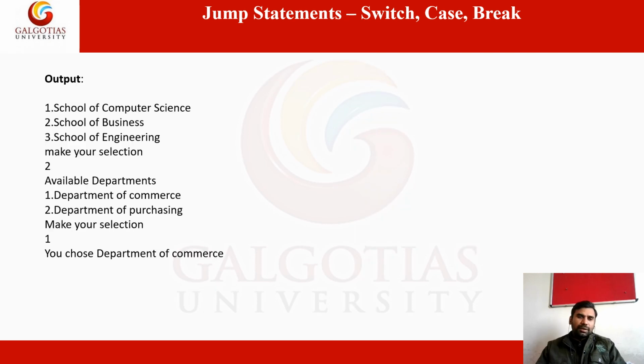See the output of this one, we can make it like this according to decisions. Either you choose School of Computing Science or School of Business or School of Engineering, like this. Suppose I choose the business school. There are two departments under the business school: department of commerce and department of purchasing. These two departments fall under the business school. So among these we can take either commerce or purchasing.